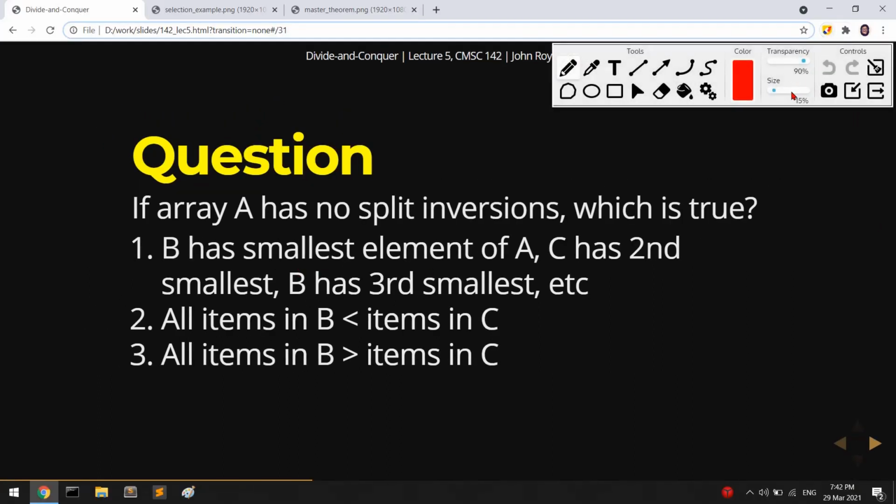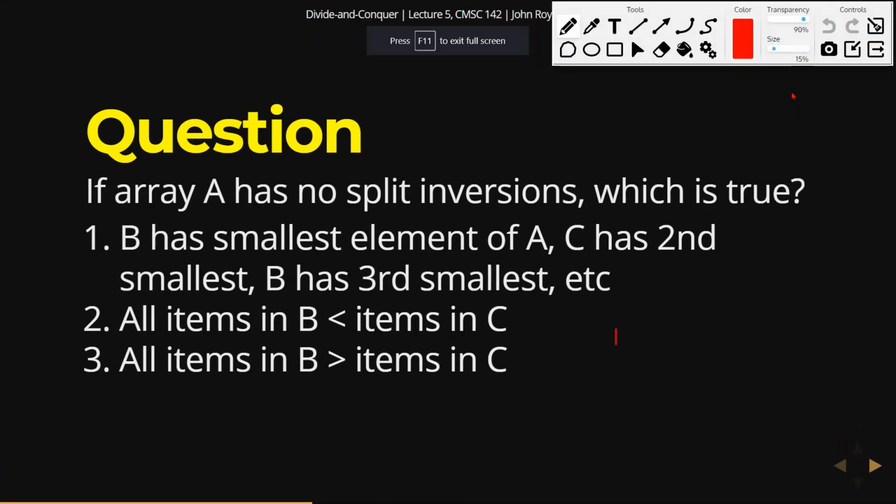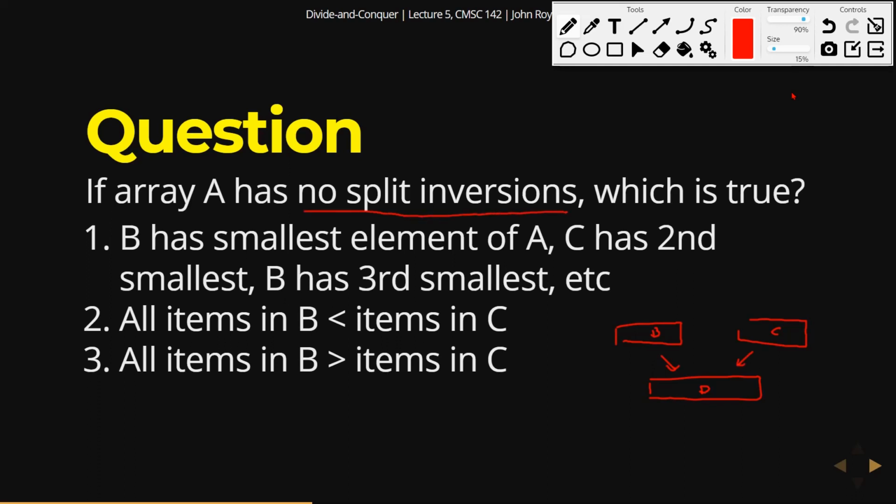That B and C were basically the ones that we merged earlier. So B here, C, merge to D, to this one. If there are no split inversions, which of the following is true? If there are no split inversions, it should be that all items in B are less than items in C, right? Because if everything here is smaller, like 1, 2, 3, and here it's 4, 5, 6, then there would be no split inversions, right?